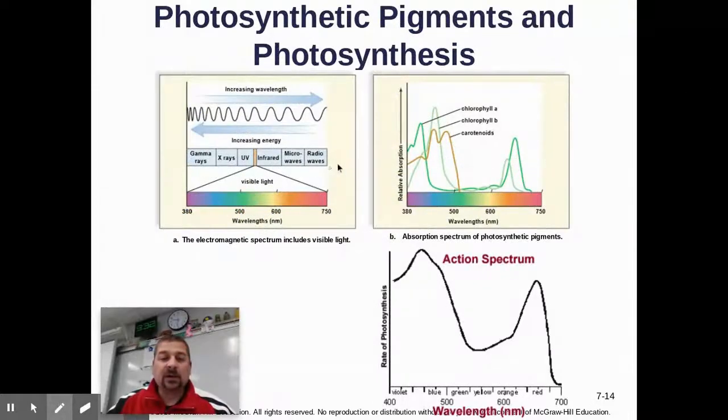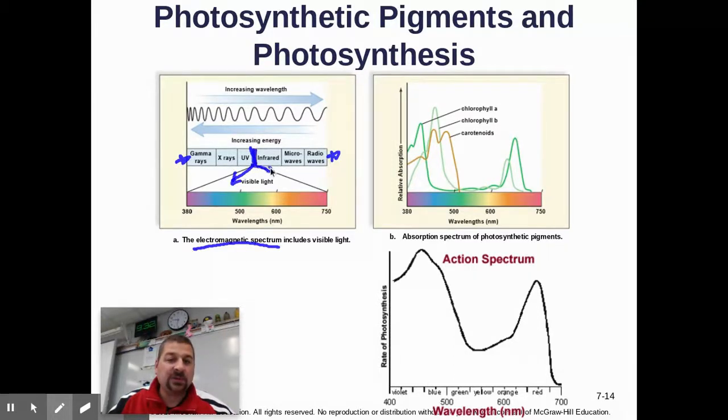Here are three things that you should be familiar with. The electromagnetic spectrum, which you have probably done in previous years. This shows increasing wavelengths or decreasing energy. Gamma rays are over on this end of the electromagnetic spectrum, radio waves over here. The portion that we call visible light is this skinny portion right here.